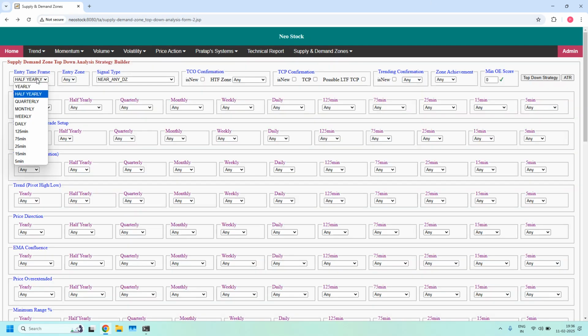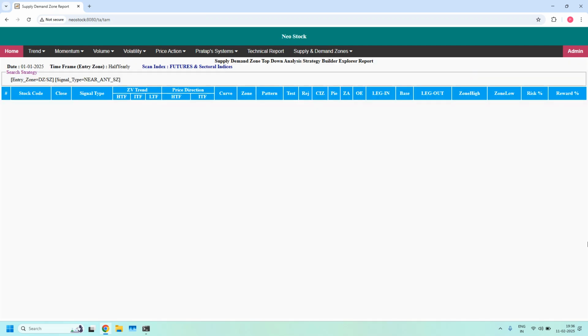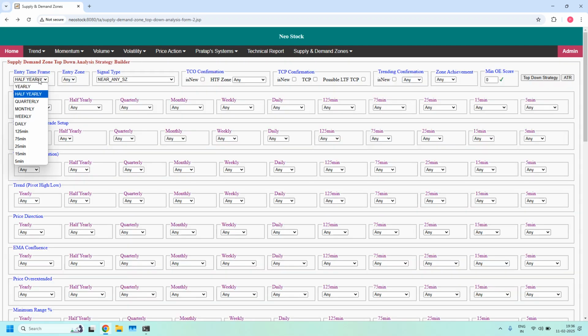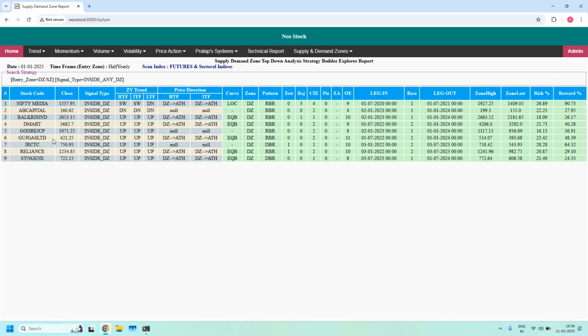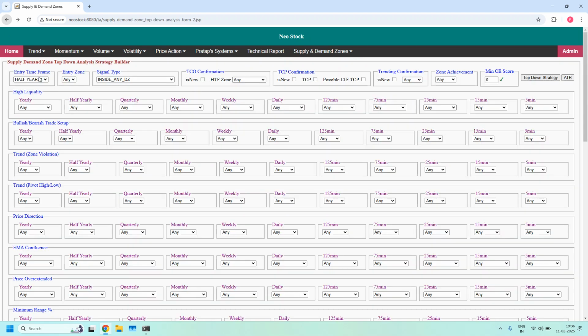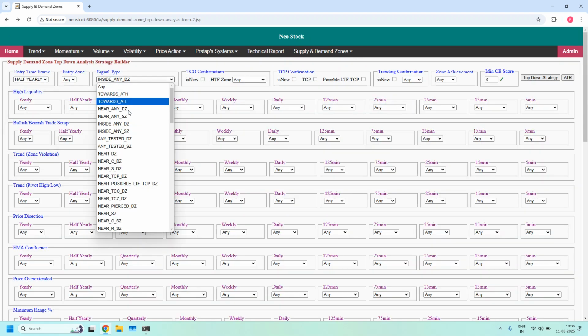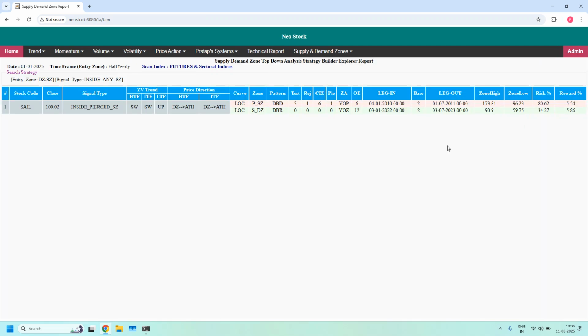Next, half yearly time frame, stocks near half yearly supply zone. No stocks are available. Half yearly time frame, price closed inside the half yearly demand zone. 9 stocks are filtered. Next, half yearly time frame, price closed inside the half yearly supply zone. We got 1 stock.